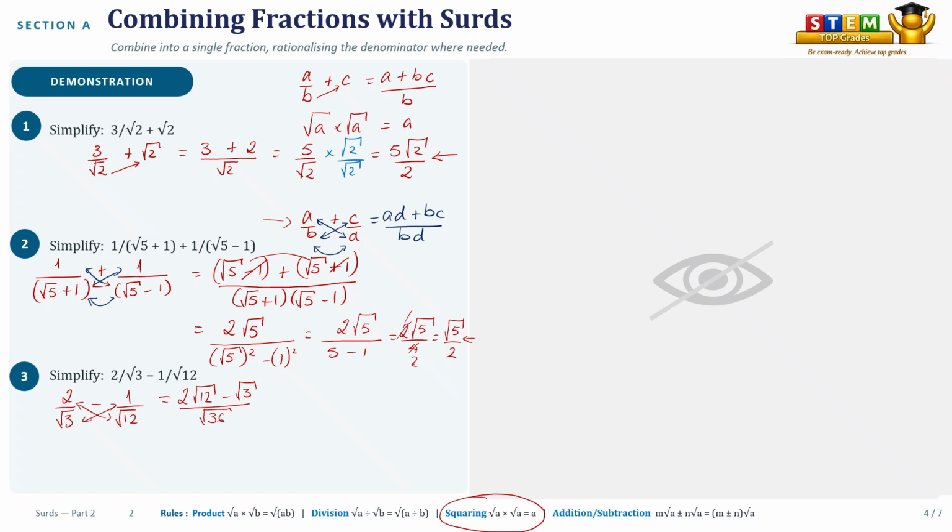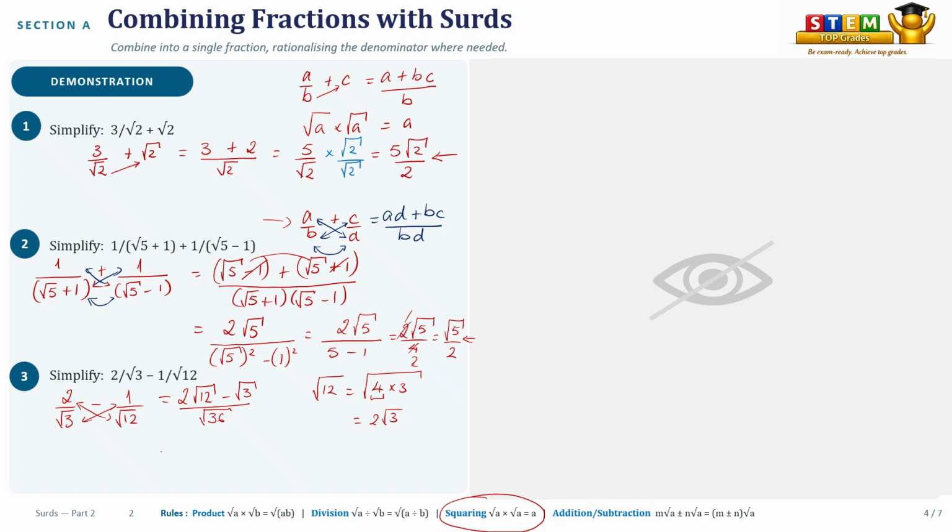Now there are a couple of simplifications we can do, such as square root of 12, which is the same as 4 times 3 under the square root. That one is just going to give me 2, and then we are going to get root 3 as a surd.